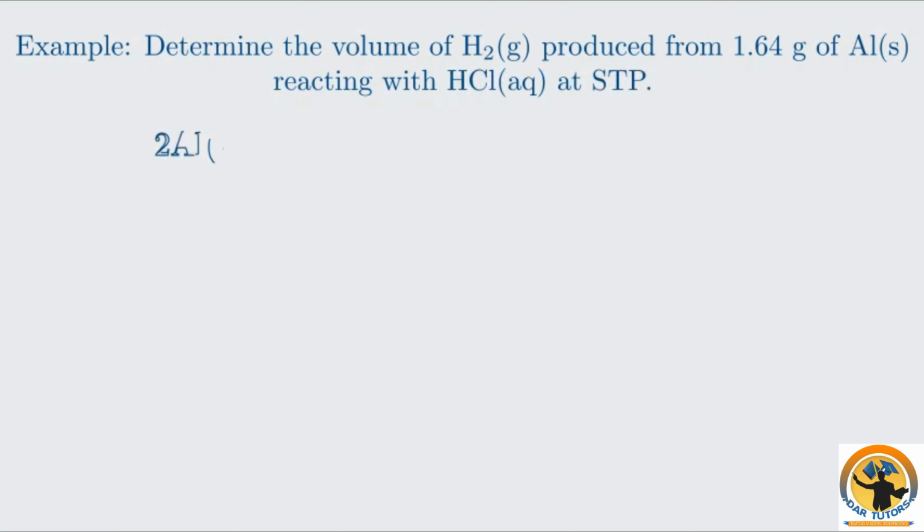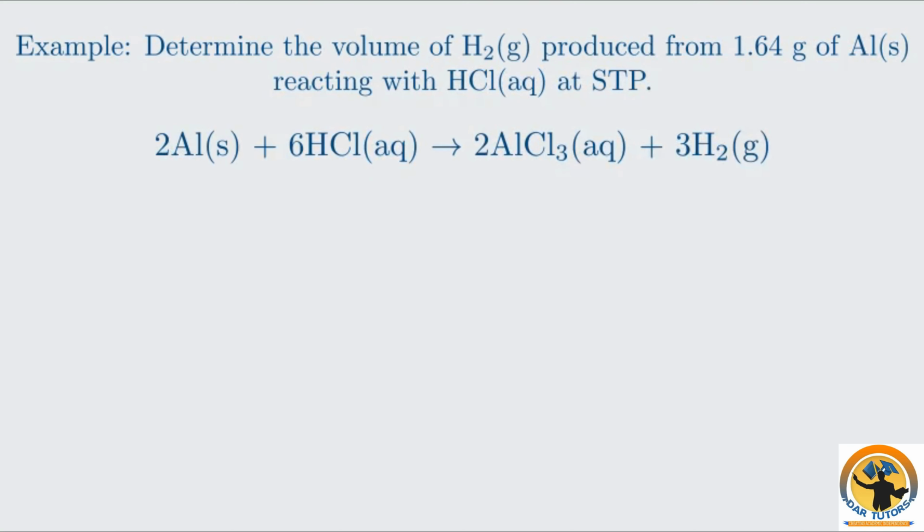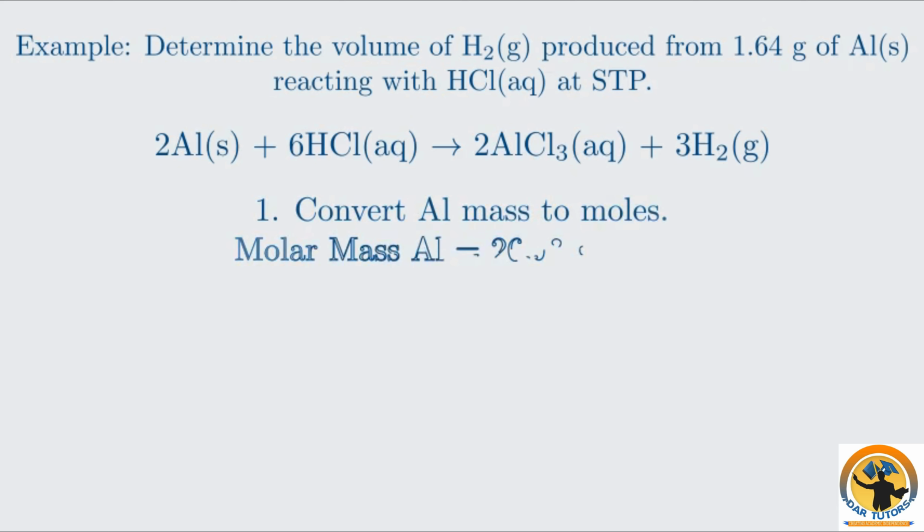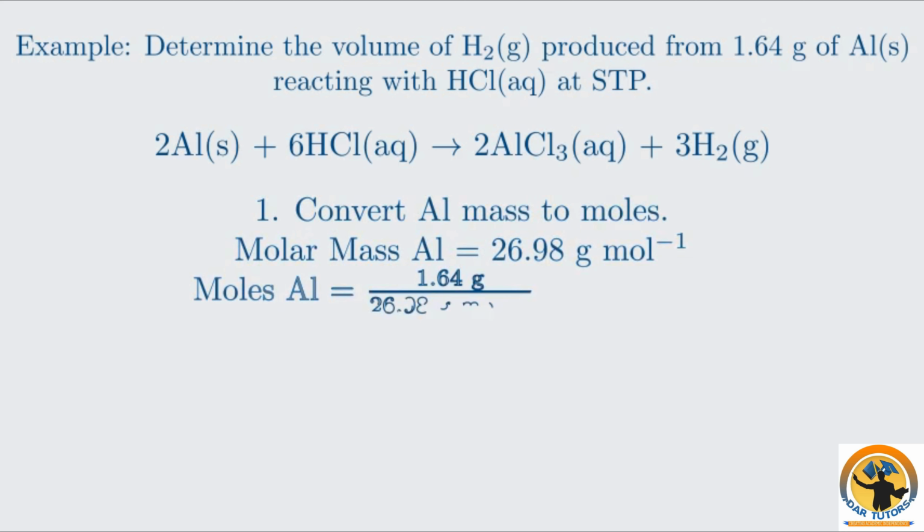Let's find the volume of hydrogen gas produced from the reaction between 1.64 grams of aluminum and hydrochloric acid at STP. The equation is 2Al plus 6HCl yields 2AlCl3 plus 3H2. Step 1. Convert aluminum mass to moles. Molar mass of Al is 26.98 grams per mole. Moles of Al is 1.64 divided by 26.98, which is 0.0608 moles.